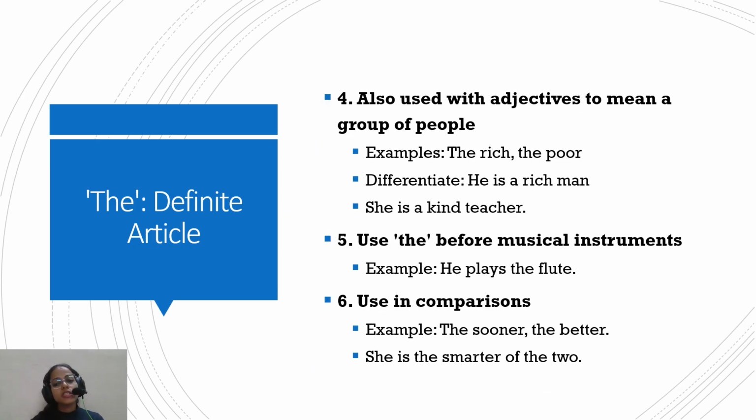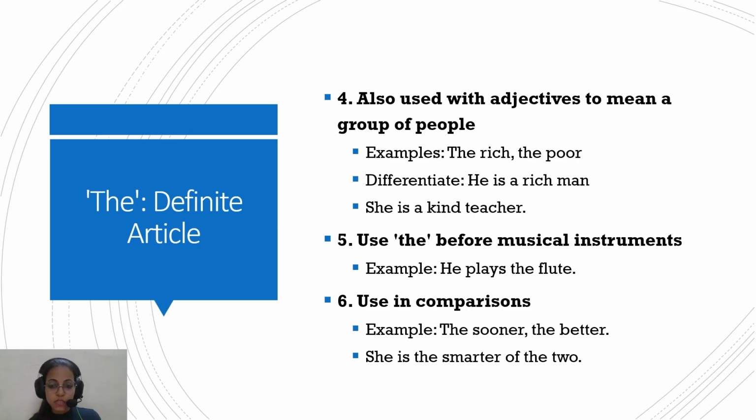Now we use the with adjectives to mean a group of people. Again, very similar to the previous rule. When we say the rich, the poor, the rich means the whole community of people who are rich. The poor means the whole community of people who are poor. So the rich and the poor cannot be friends. It would mean the whole community of rich people and the whole community of poor people cannot be friends. So amongst all the different communities, the rich, the poor, the middle class, the upper middle class, the lower middle class, we are referring to two specific communities.